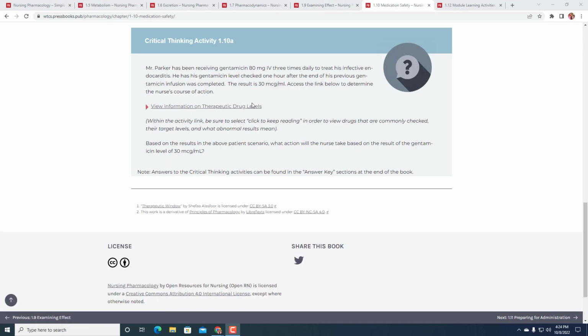All right, here is critical thinking activity 1.10a. Mr. Parker has been receiving gentamicin 80 milligrams. This is under medication safety. He has been receiving gentamicin 80 milligrams IV 3 times daily to treat his infective endocarditis. He has his gentamicin level checked 1 hour after the end of his previous gentamicin infusion was completed. The result is 30 micrograms per ml. Based on the results in the above patient scenario, what action will the nurse take based on the gentamicin level of 30 micrograms per ml? Okay, so I'll give you a minute.